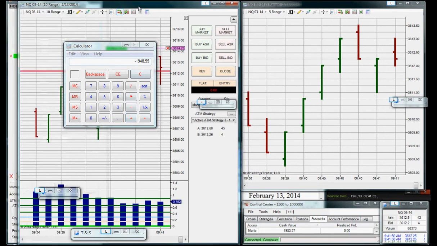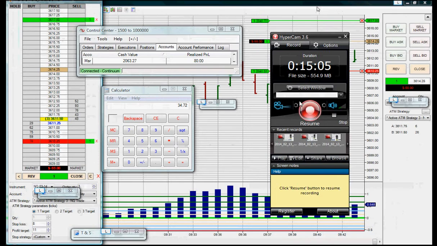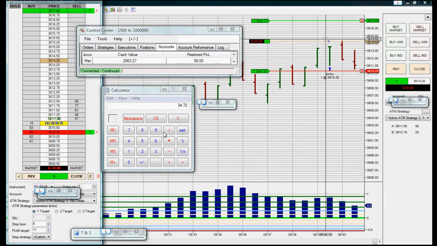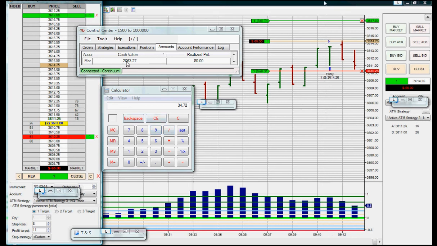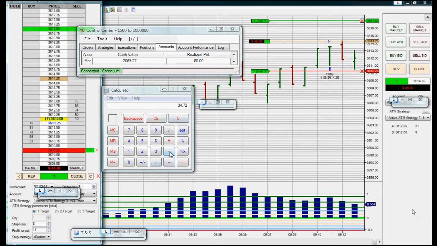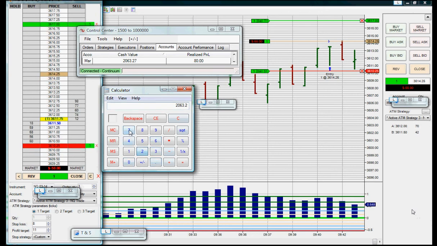Okay, so I have $2,063.27. After $80, I have to subtract the commission. So minus 2063.27 equals. So I'm at $2,028.55. That's what's in my brokerage account.